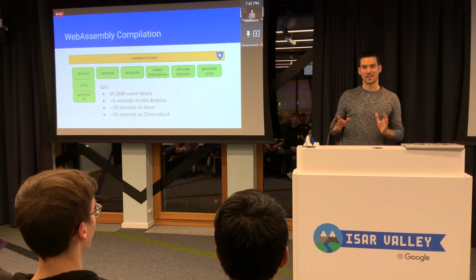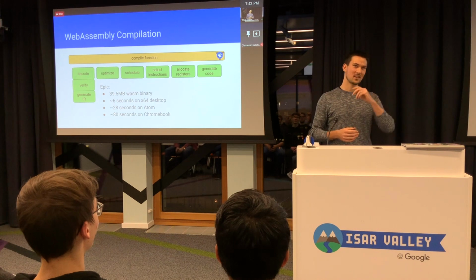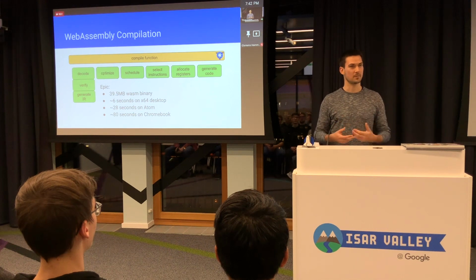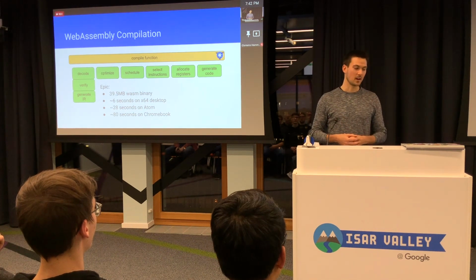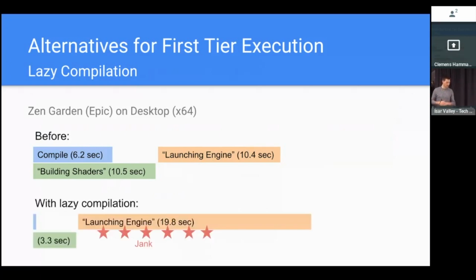So this is clearly too much, right? No one wants to wait for 80 seconds before the nice Zen Garden demo starts. So already last year, we thought about alternatives to speed up this compilation phase, the startup phase. One thing that we could do, and we actually tried this, is to just omit this compilation phase and do lazy compilation. So instead of compiling all the functions up front and then starting to execute them, we could just start executing the program, and as soon as we hit a function that has not been compiled yet, we just compile it.